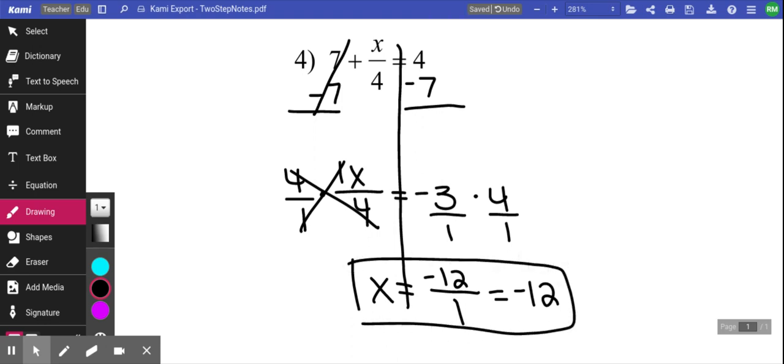And we can check it. -12 divided by 4 is -3. -3 plus 7 equals 4. It equals 4, yeah. Perfect.